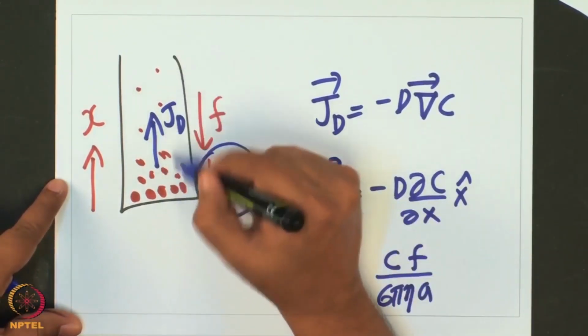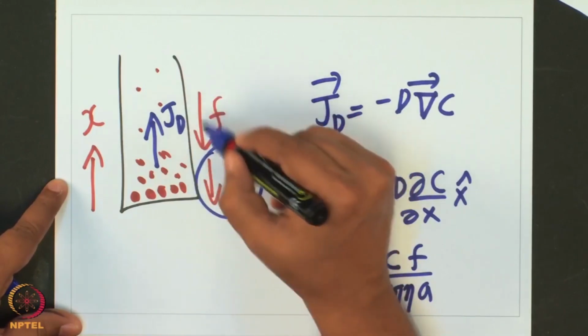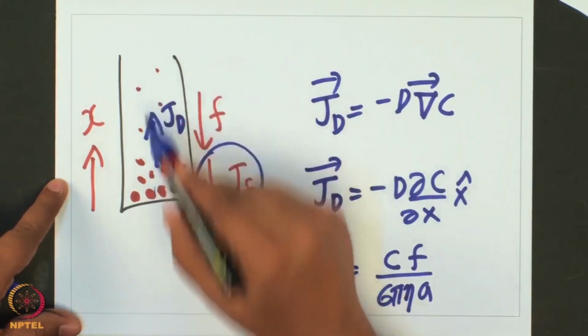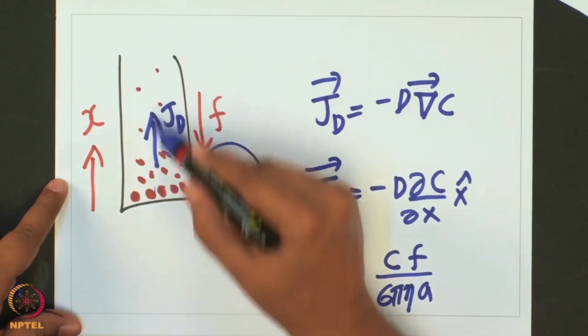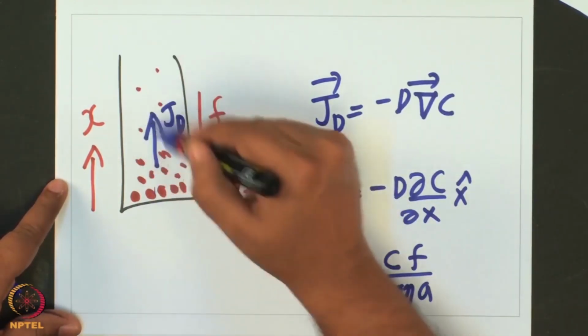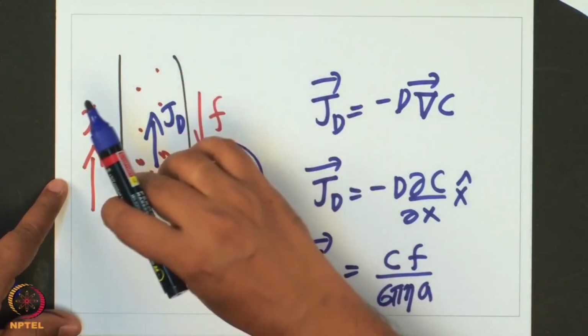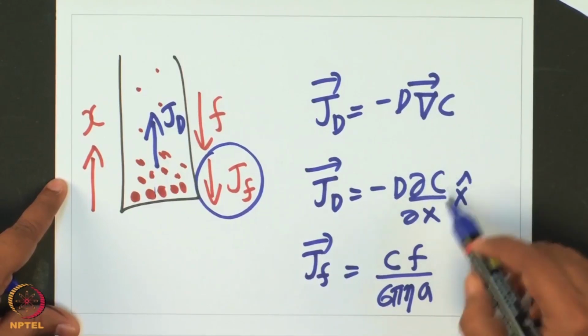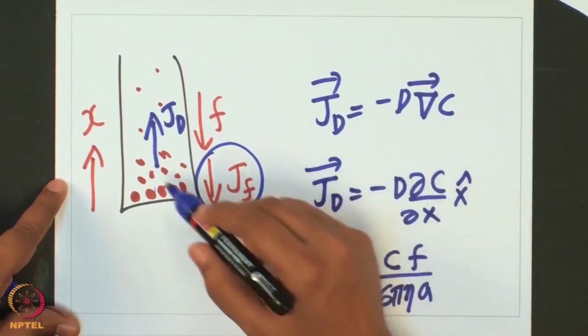One flow is due to the external field, which will bring this protein down, and once they are down, they will go up, and this would be the diffusive current from higher concentration to lower concentration, and this is given by this. Now, what is the C at equilibrium? What is the concentration at equilibrium?